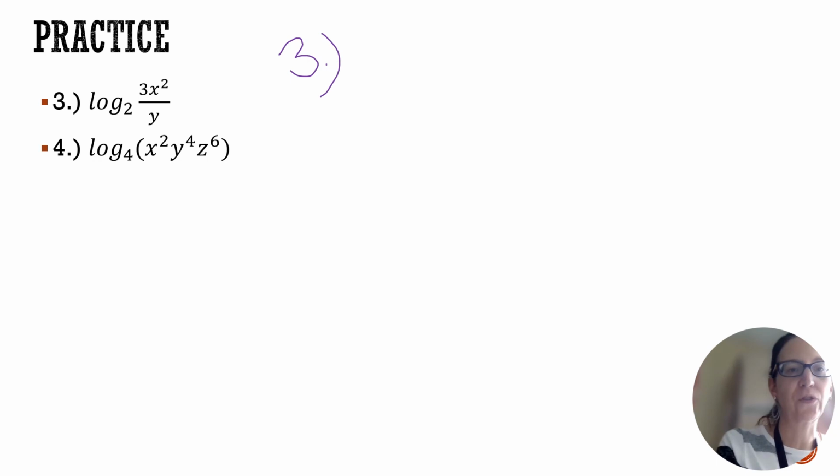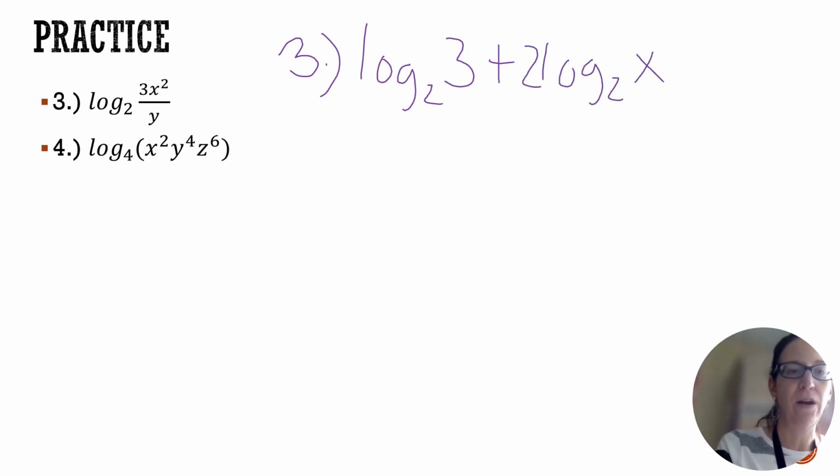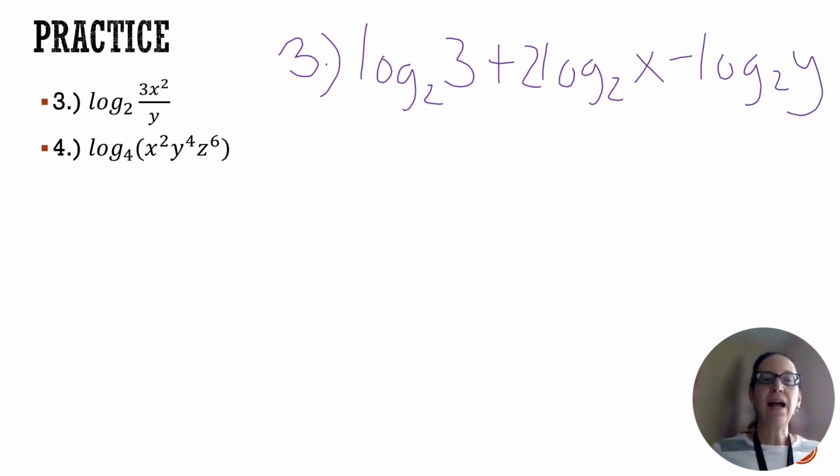Okay, so for this first one, we're going to have log base 2 of 3 plus 2 log base 2 of x minus log base 2 of y. Now, you might have kept the 3 with the x, and here's why you don't want to do that. If you did that, here's the piece that you missed and you need to keep in mind. And don't beat yourself up over it, this is really common. That exponent of 2 only goes with the x. It doesn't go with the 3.